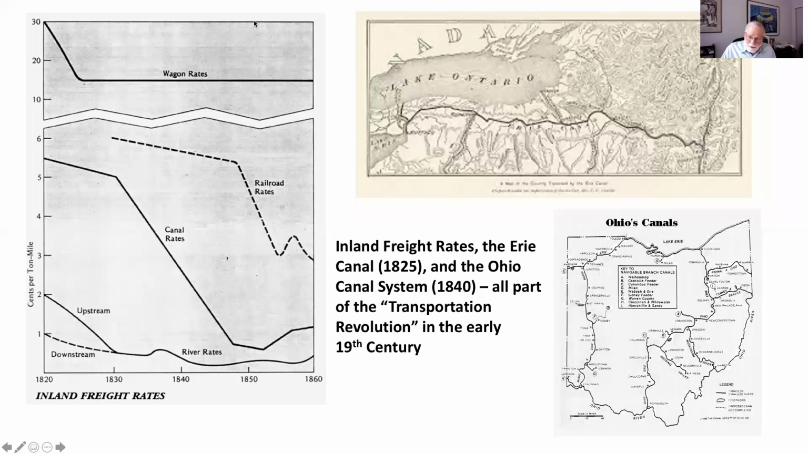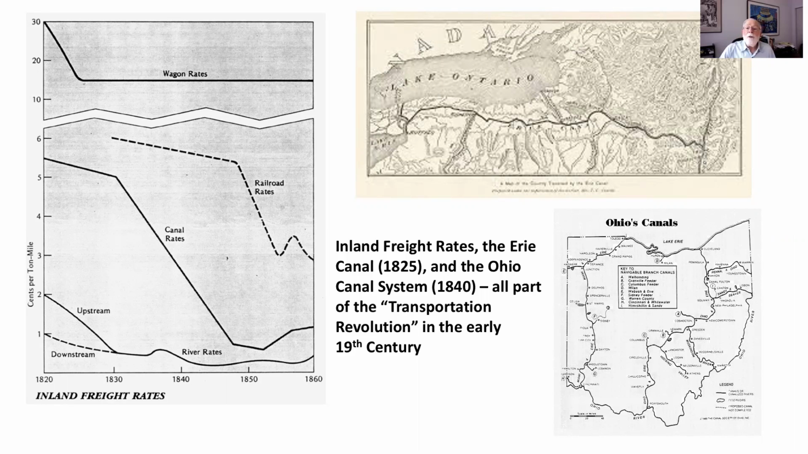Ohio, which is there in the lower right-hand corner, had by 1840 814 miles of canals starting on the Ohio River, with 2 of them with outlets on Lake Erie.